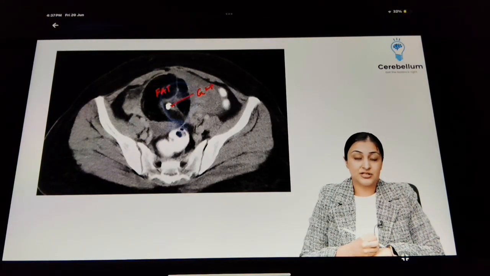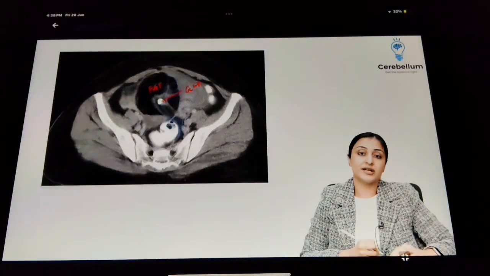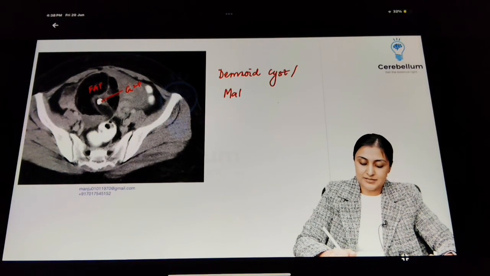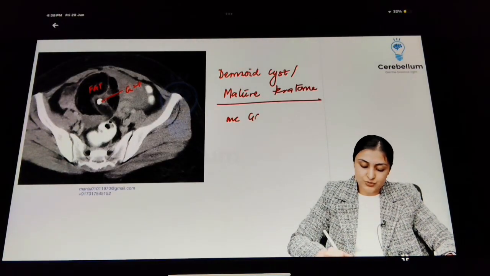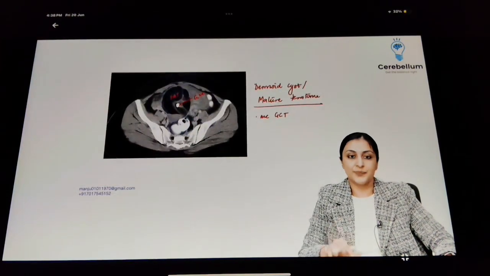When you see a mass lesion in the pelvis with multiple germ cell derivatives, fat, calcium, soft tissue, what is it? This is a dermoid cyst, also referred to as a mature teratoma. So in a young female, the most common germ cell tumor that you have is a mature teratoma or a dermoid cyst. And this is the radiological hallmark that you see: fat and calcium within it, right?